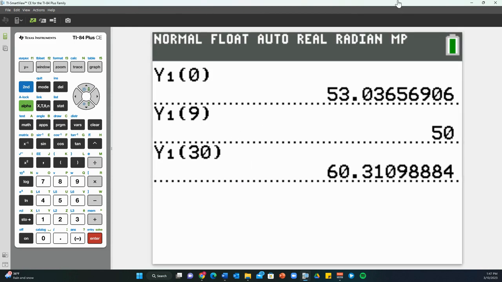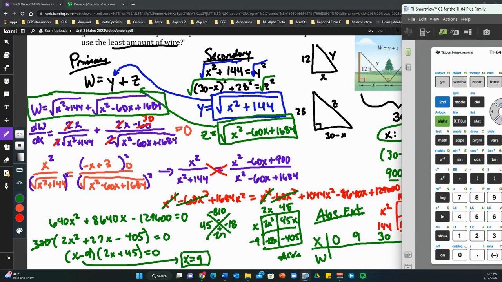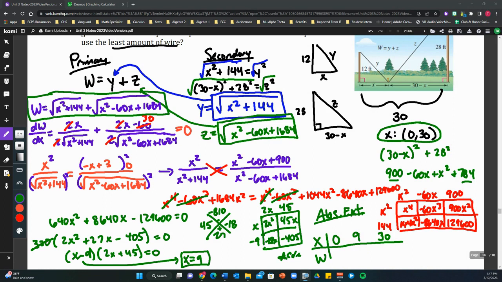So out of those three values, let's copy these down onto our chart. When x is 0, there's 53.04 feet of wire. When x is 9, there is 50 feet of wire used, and when x is 30, there is 60.31 feet of wire. So obviously, out of all of those options, when x equals 9, it is in fact the absolute smallest value for w on that given interval. So that would be our answer.